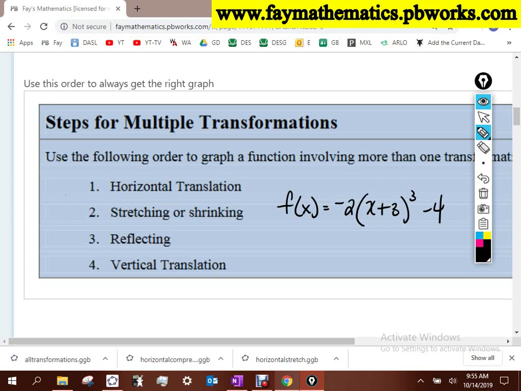The way I remember it is just grab these first letters, HSRV. You can remember HSRV in that order. You'll always be right in graphing things.